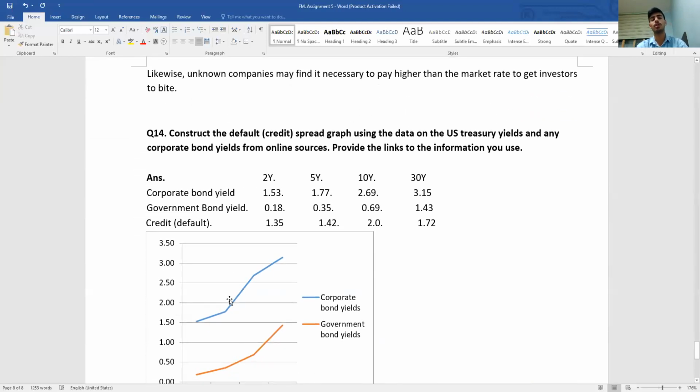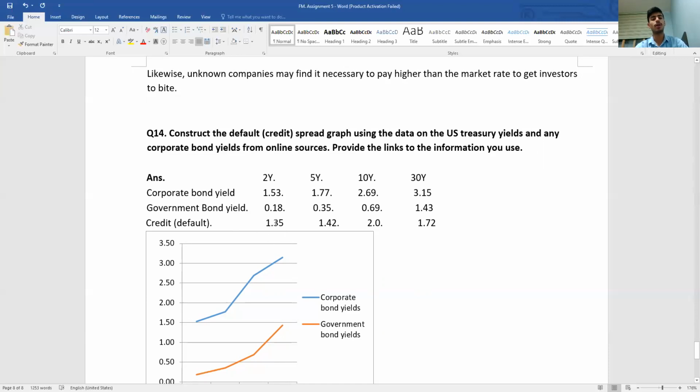Last, question number 14. Construct the default credit spread graph using the data of the US Treasury yield and corporate bond yield from online sources. Link to the information you use. This corporate bond yield, and this is the data that I took from the US Treasury yield. Corporate is 1.53, then fifth year 1.77, 10th year 2.69, 30 years 3.15. So the government bond is 0.18, 0.35, 0.69, and 1.43.